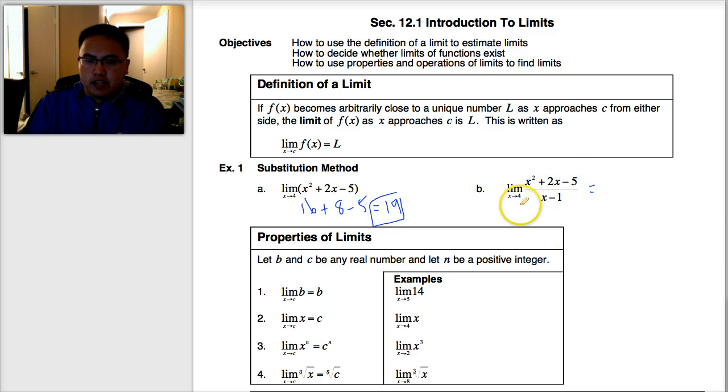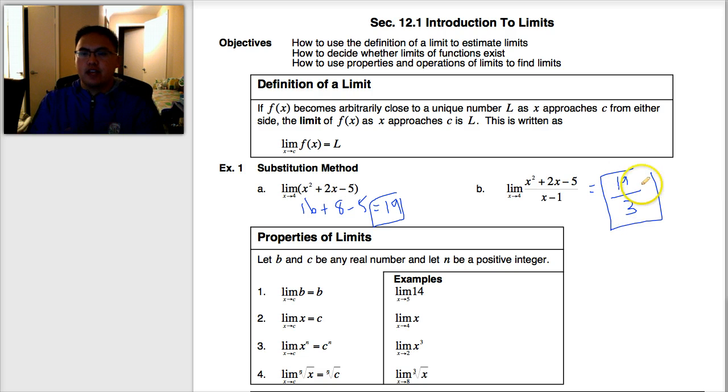Same thing, actually even the same number, it says find the limit as x approaches 4 for this function. So let's plug in 4. You may notice that the numerator is the same as the one that we just did, so this is 19. The denominator, I got 4 minus 1, and that becomes 3. That is the limit. 19 over 3.